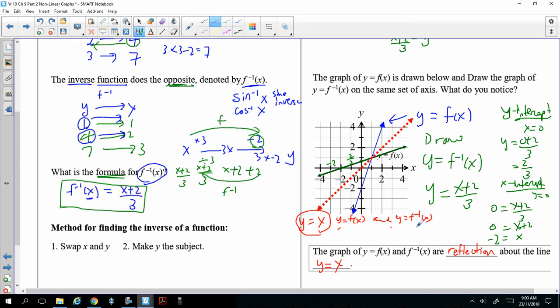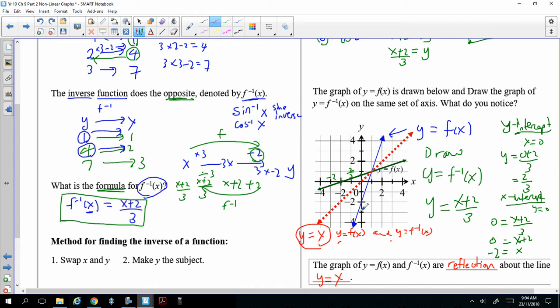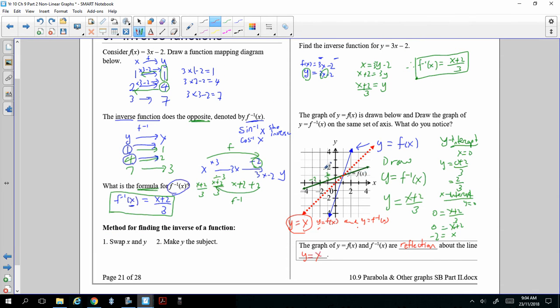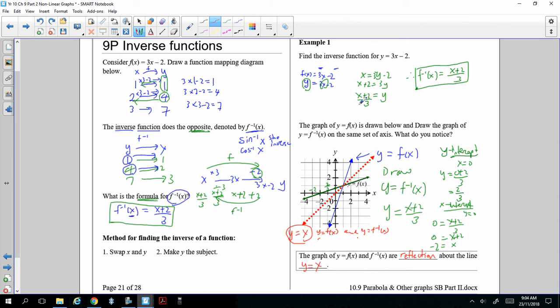Okay, so we looked at the inverse function. It's actually quite interesting. It's like a mirror, isn't it? When you do the opposite, it's like a mirror in the middle, and they reflect about each other. What else am I going to say? There's another thing. Hopefully you notice. If you didn't notice, hopefully you can see that there are other things that are symmetrical.